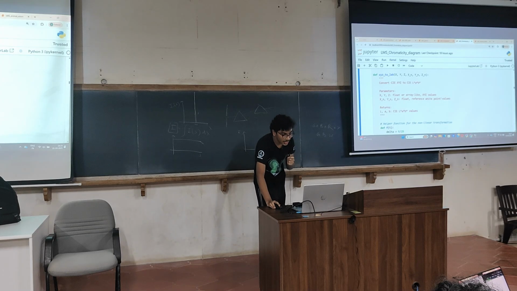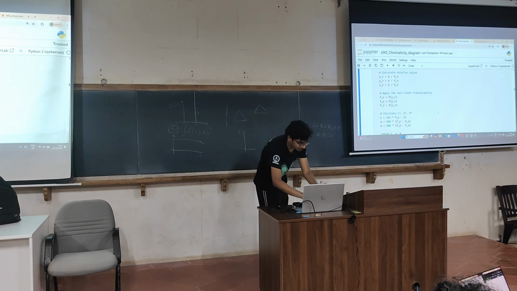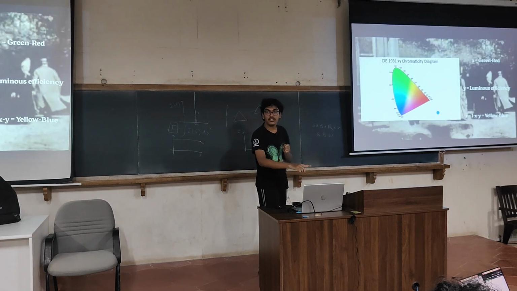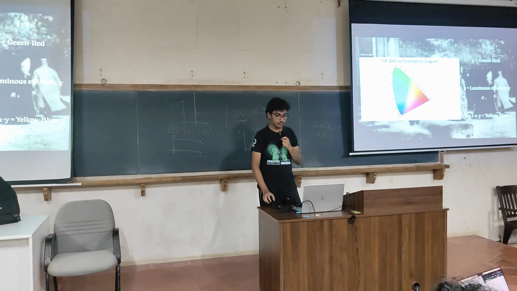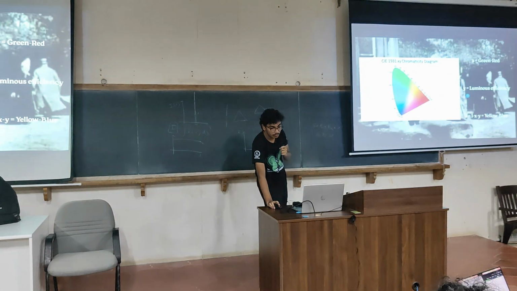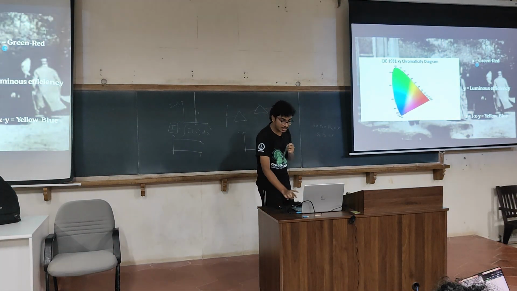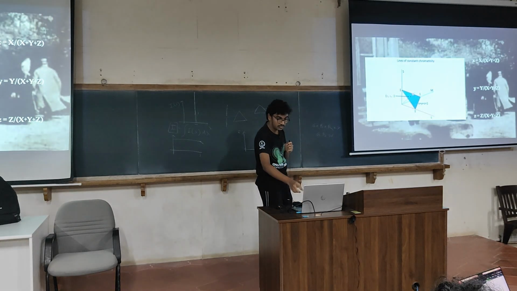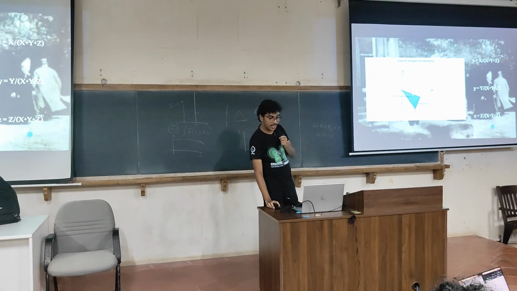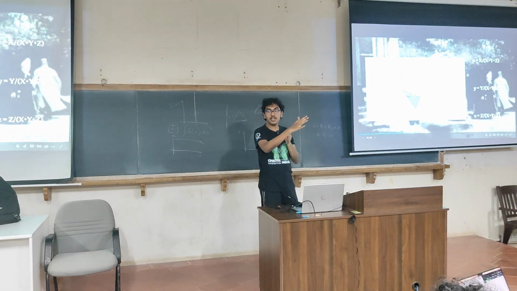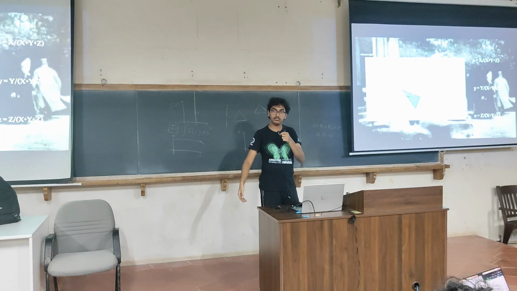When you plot it, we will get this. So we have the x-axis and y-axis. The x and y are obtained with this formula. This is a normalization formula. If I do this, I will project it on the x plus y plus z equal to 1 plane.